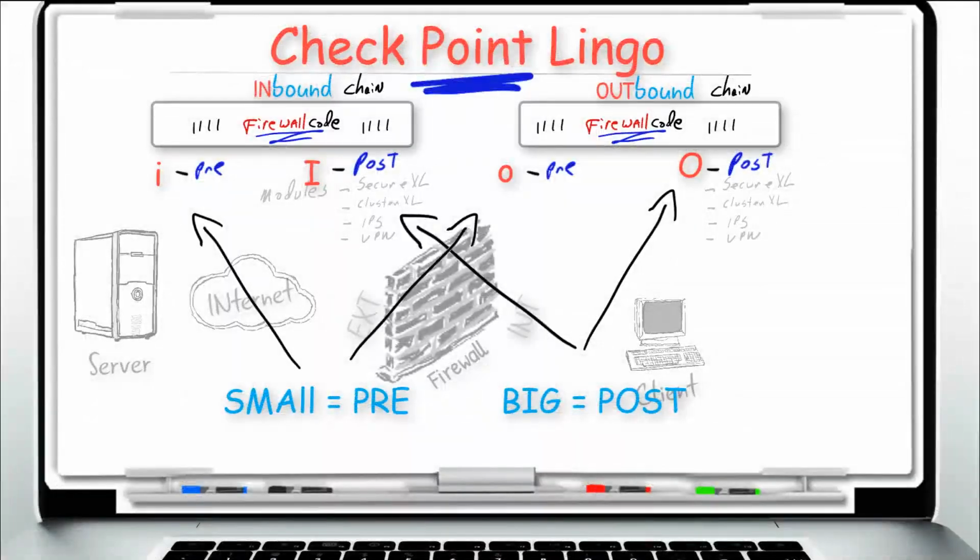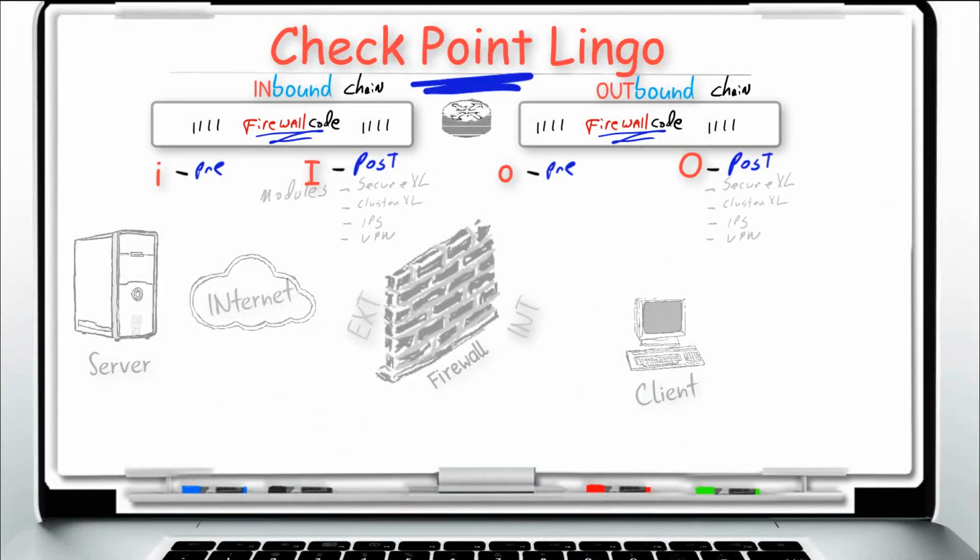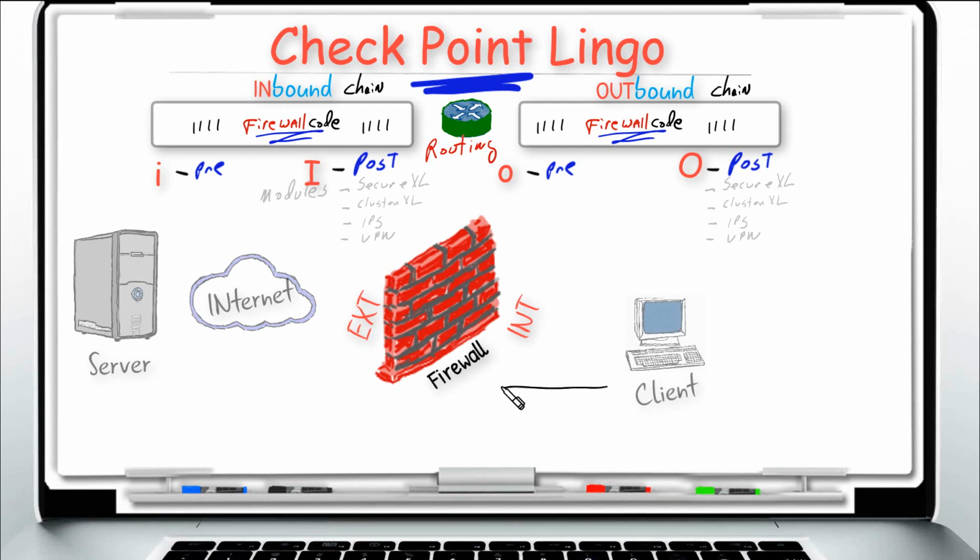One final thing is where the routing engine sits. The routing engine, the routing decision, always occurs between the inbound chain and the outbound inspection chain. So going back to my previous example that we used earlier, the client sends a packet to the server, either a request for UDP or a SYN packet for a TCP connection. The packet arrives on the internal interface of the firewall. Always remember the firewall code always sits in between layer 2 and layer 3 of the OSI layer.